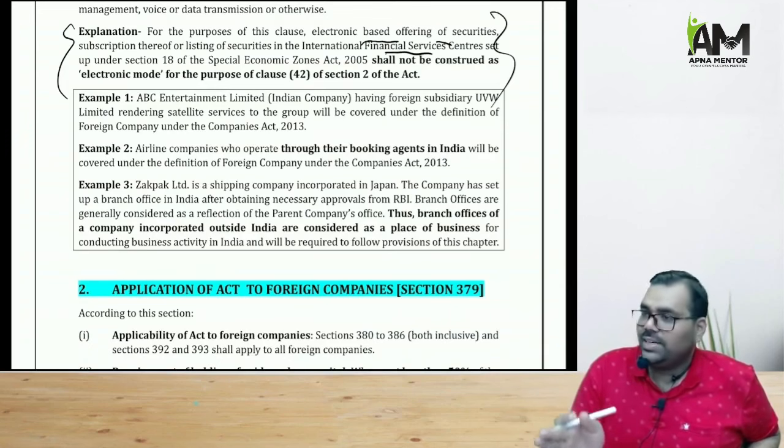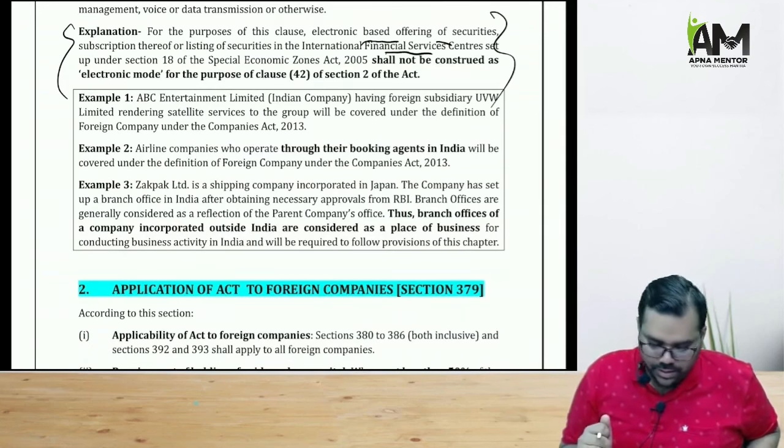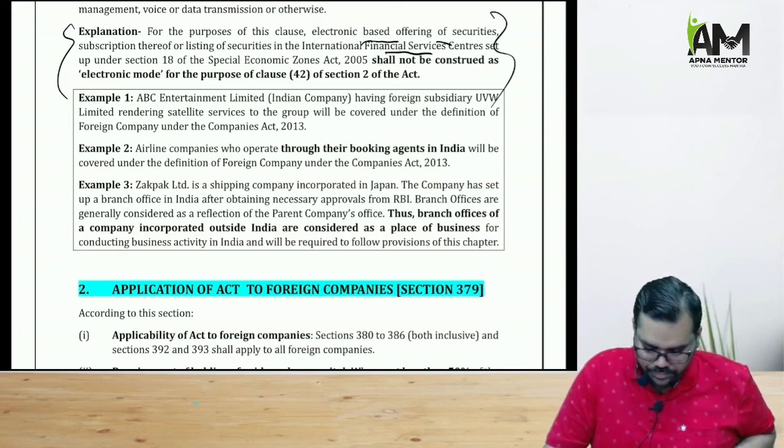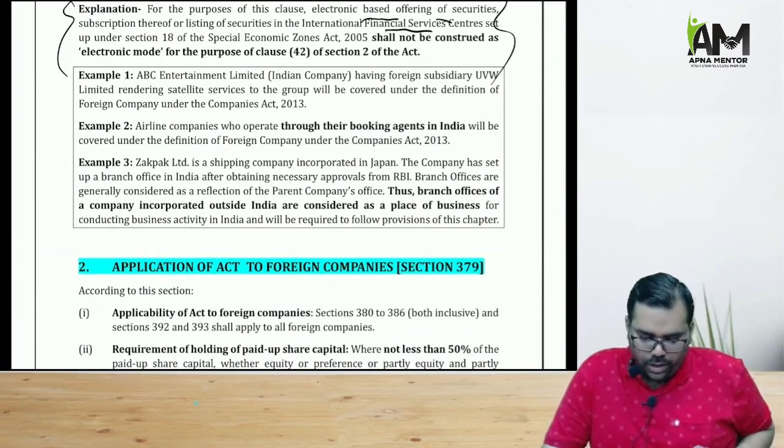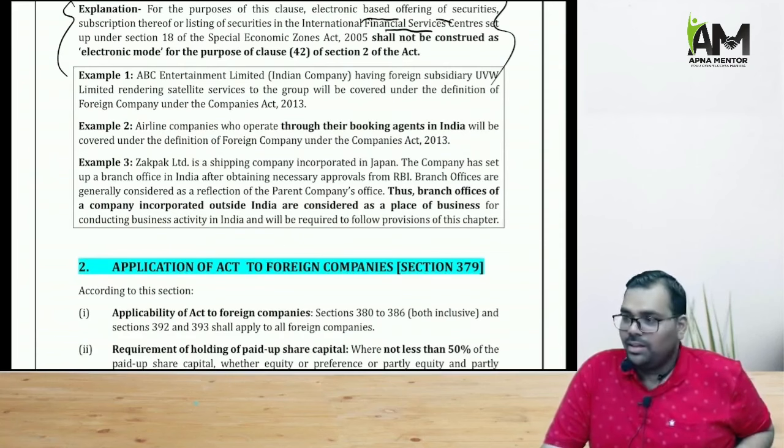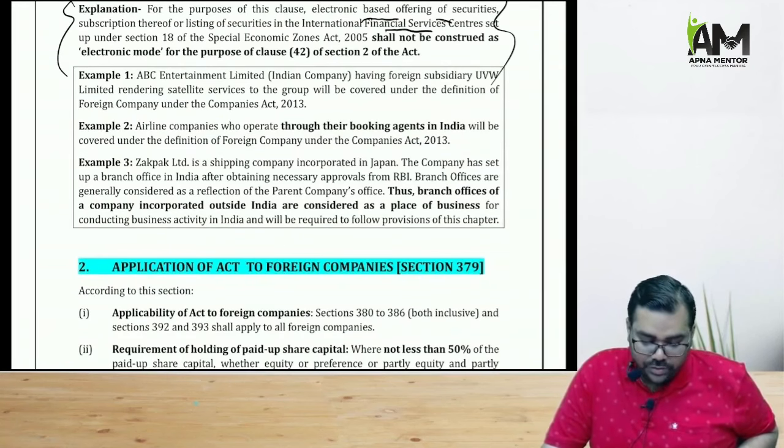So even they are covered in the definition of foreign companies. Right. Even they are covered. Zakpak Limited is a shipping company incorporated in Japan. The company has set up a branch office in India after obtaining necessary approvals from RBI.